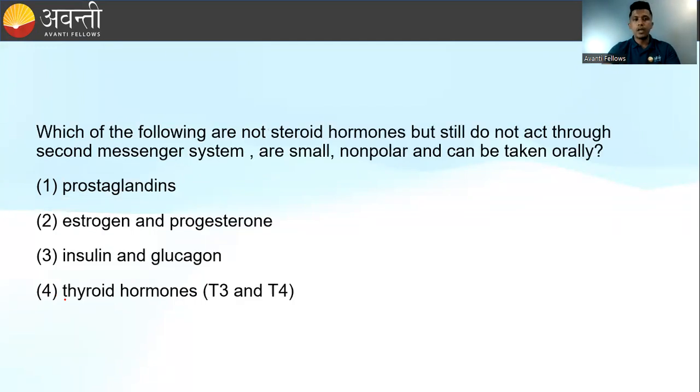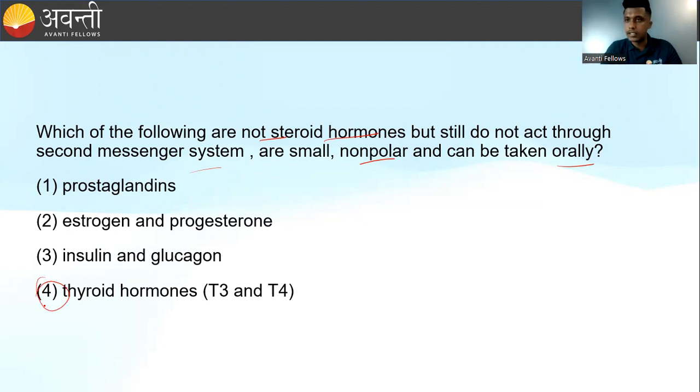Okay, next one. Which of the following are non-steroid hormones but still do not act through a secondary messenger system, are small, non-polar, and can be taken orally? Prostaglandins, estrogens and progesterone, insulin and glucagon, thyroid hormones. Okay, T3 and T4. So when it comes to non-steroid hormones that do not act through a secondary messenger system, and they're small and non-polar, one of the easiest options that we can pick is thyroid hormones, right?